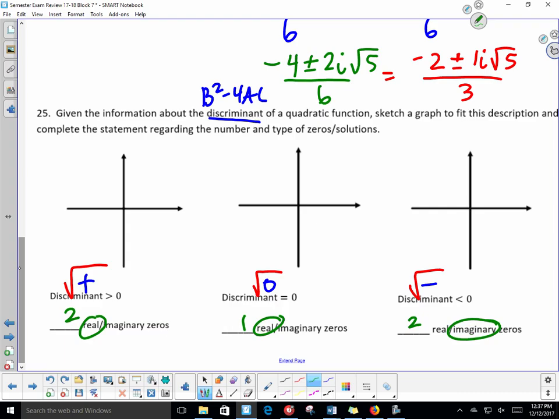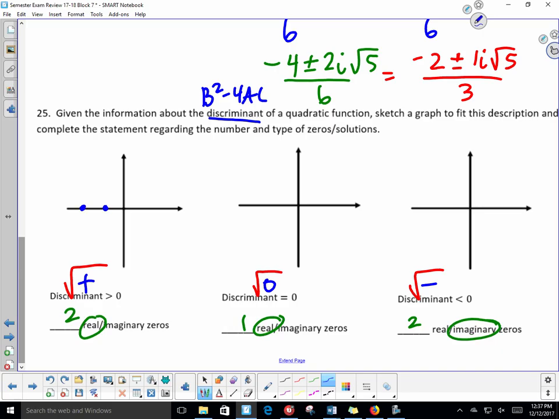We want to draw a picture. All of these are quadratics. What shape does a quadratic function have? A parabola. These all must be used. If you're drawing something besides a U, you're not drawing a quadratic. So in the first one, it has 2 real zeros, which means pick any 2 points on the x-axis.